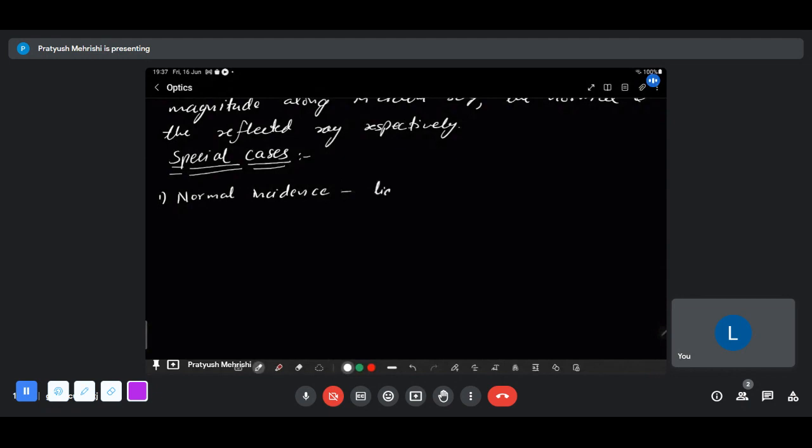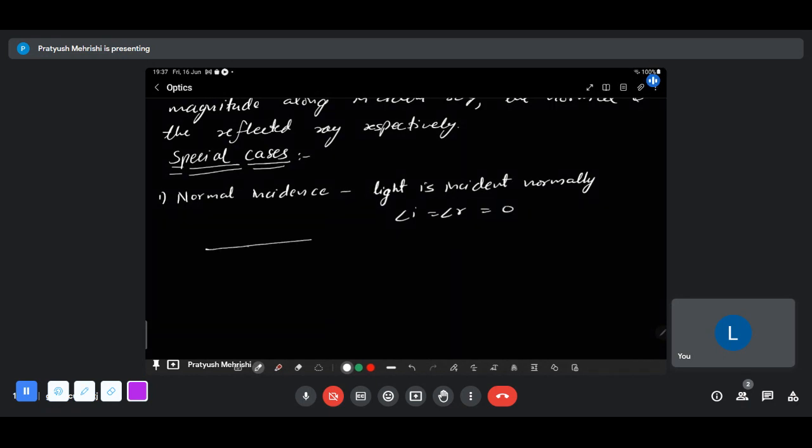Light is incident normally. It means the angle of incidence is equal to the angle of reflection, equal to 0. Now, in this case, light will be falling like this. Whenever light is falling like this, both of them are 0. This is called normal incidence, and second is grazing incidence.